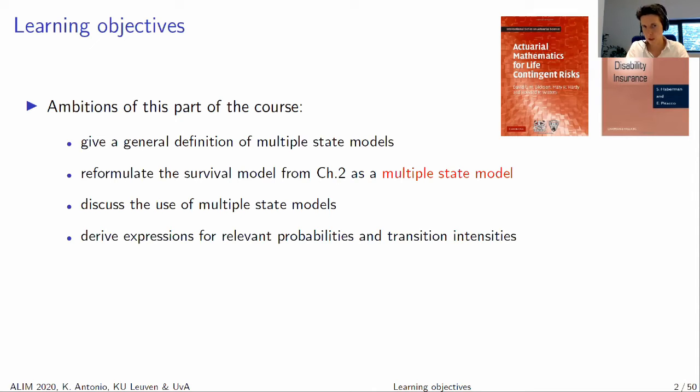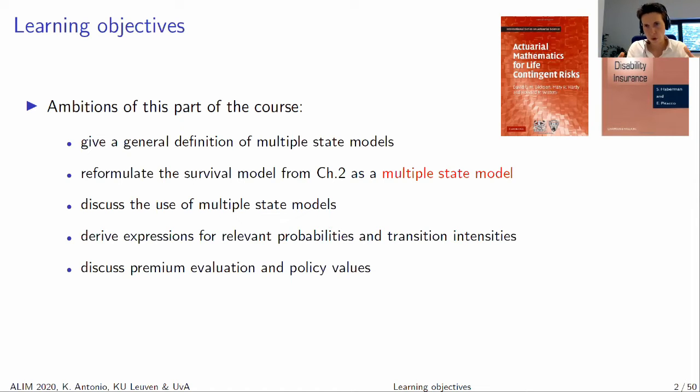So in a basic life insurance model, there's only one transition that matters: to go from the alive state to the dead state. So you only have one transition intensity, the force of mortality. But now you're going to have multiple of such intensities, which can matter in these specific problems. So that's what we will work with.